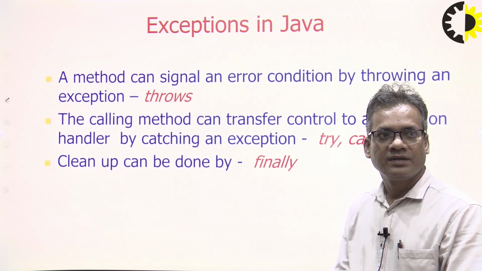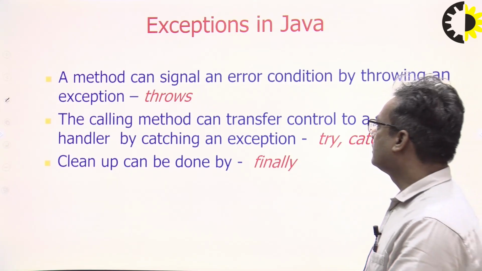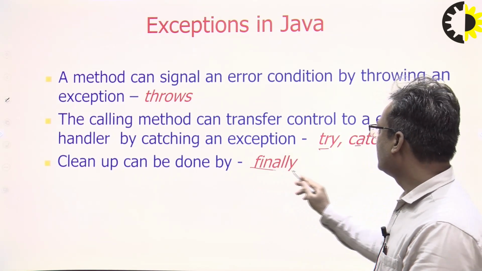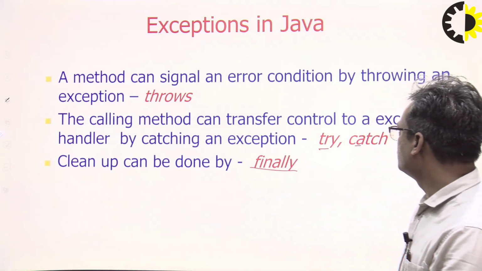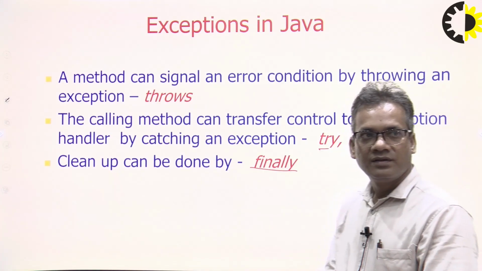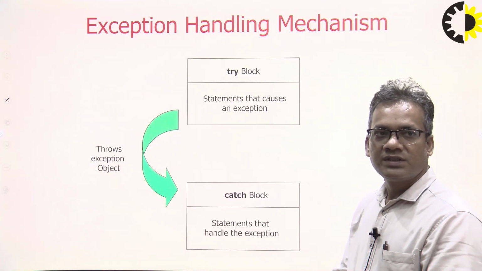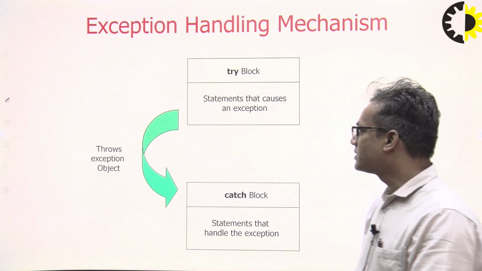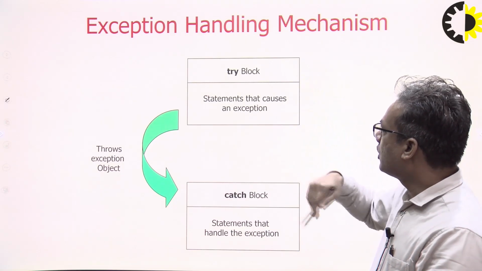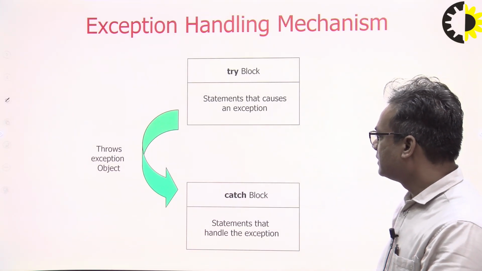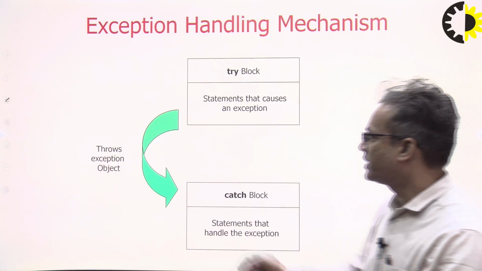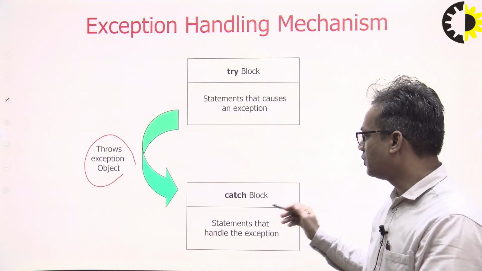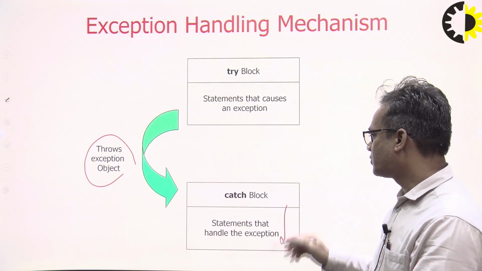So these are the keywords, basically: try, catch, finally, throws and throw. There are five keywords used in exception handling. This is a diagrammatic way of showing how the exception handling mechanism works. The try block contains a statement that causes an exception, which throws the exception and hands it over to the catch block, and then the next statement is executed.